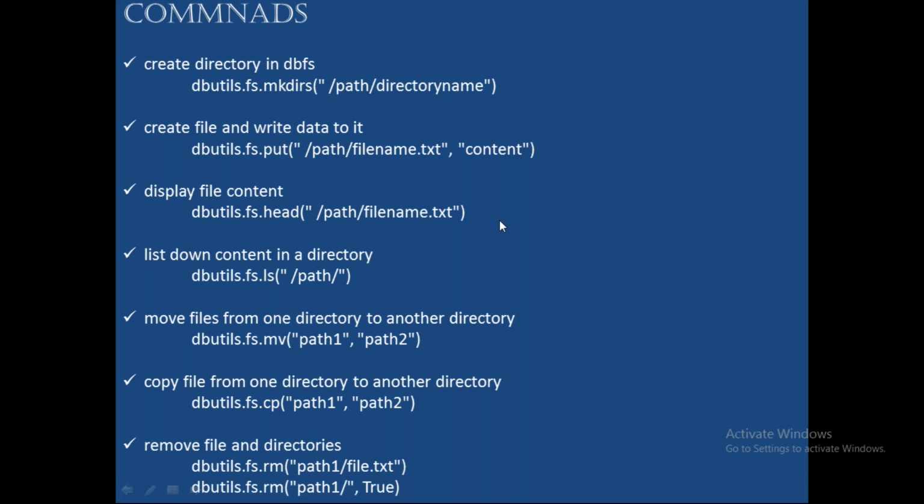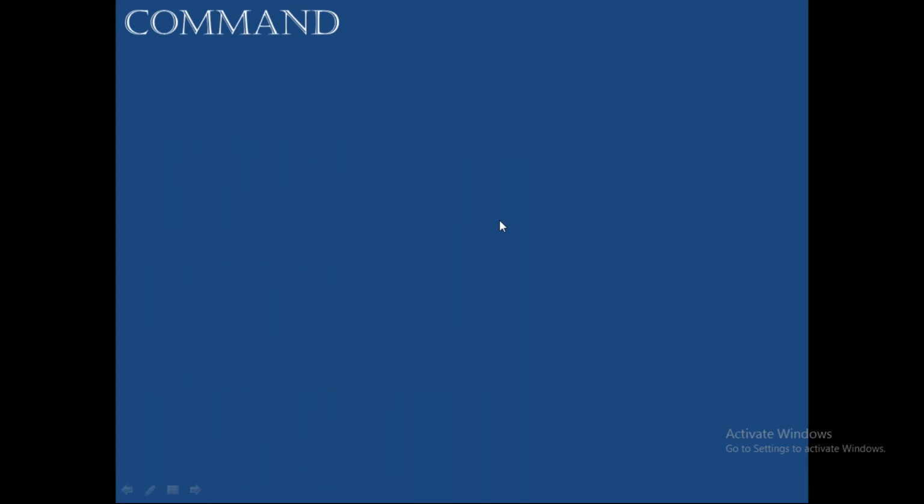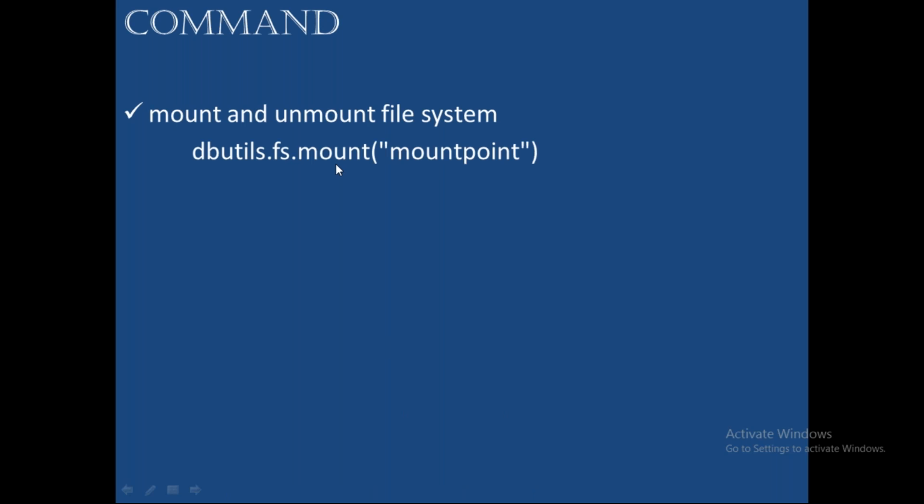So let's go to the next commands. The next command is mount and unmount file system. I'm just giving the comments, but we are not going to execute these, because we cannot execute them. You need proper credentials and config to mount the storages. Once you have mounted, meaning you have attached some storage, and now you want to detach that storage, for that you need to unmount.